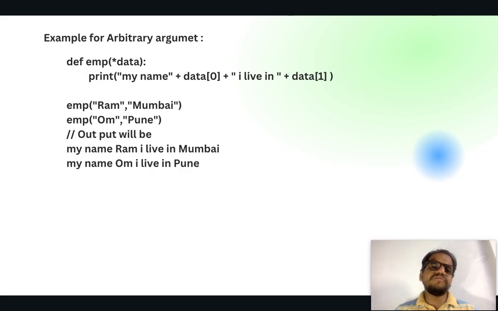You can take 3 or 4 or 5, depending upon your requirement. Here we are calling the employee function with two arguments: one is Ram, the second is Mumbai, in string format. Again, we are passing employee Om and Pune. The output will be: my name Ram, I live in Mumbai. My name Om, I live in Pune. So this is the way to call arbitrary arguments.